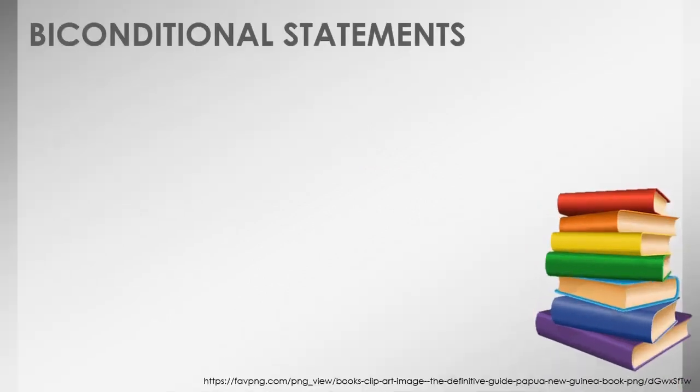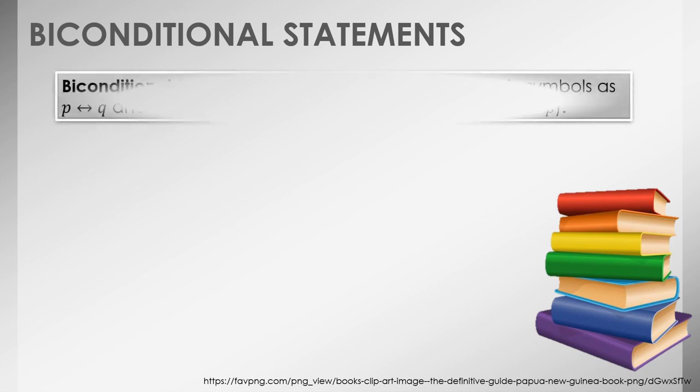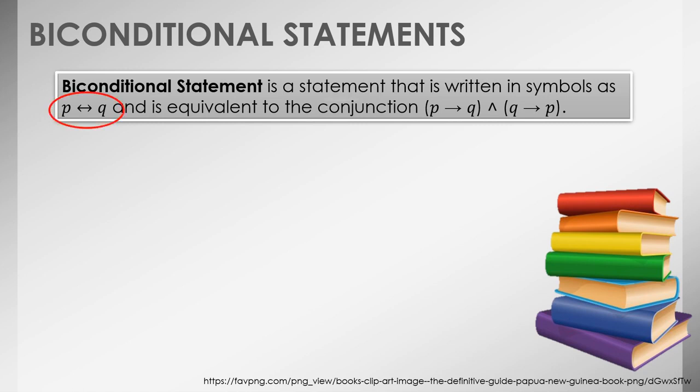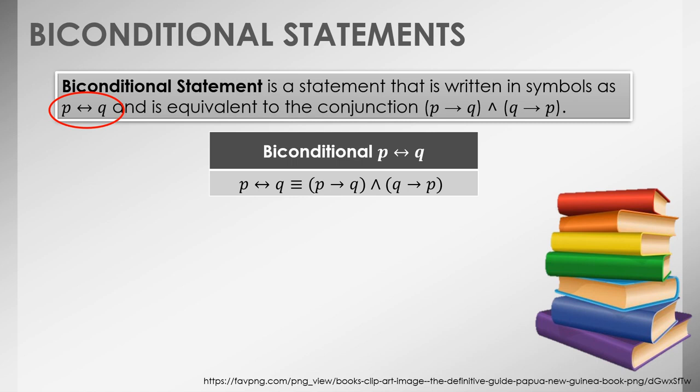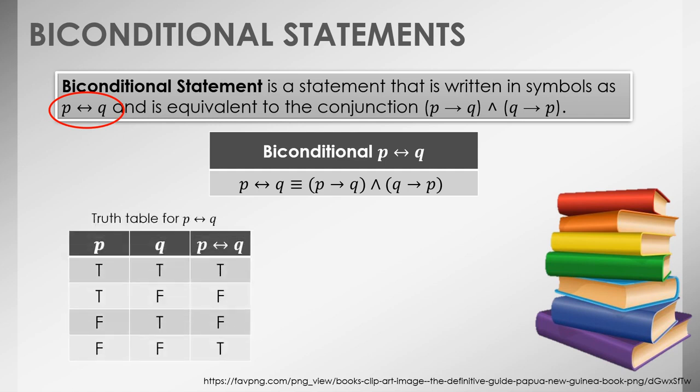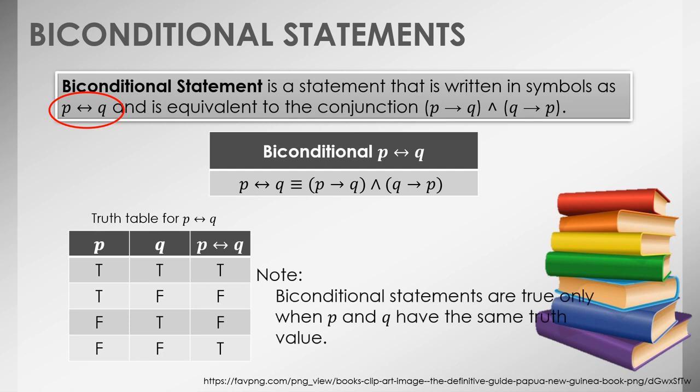Now, for the last topic on this chapter, we have biconditional statements. A biconditional statement is defined by this and is denoted by this symbol. This can equivalently be written as the conjunction of the conditional statement and its converse. Just like the other types of statements, we also have a specific truth table for the biconditional statement, and it is given by this. So note that the table clearly shows that the biconditional statement is true if and only if both the P and the Q statement have the same truth value.